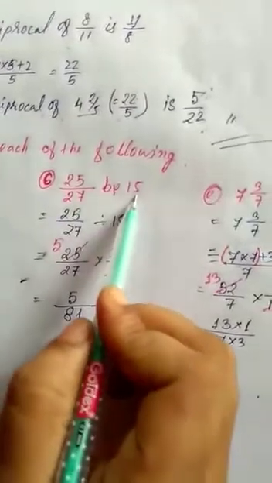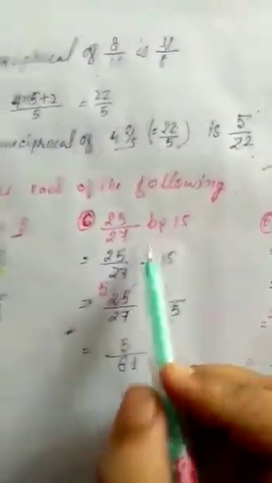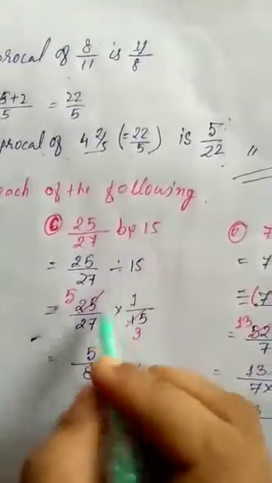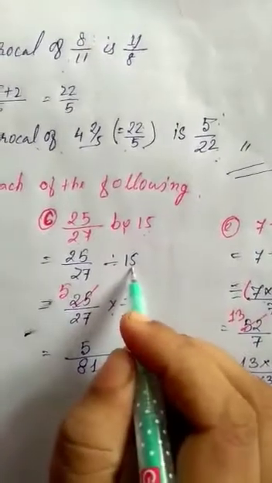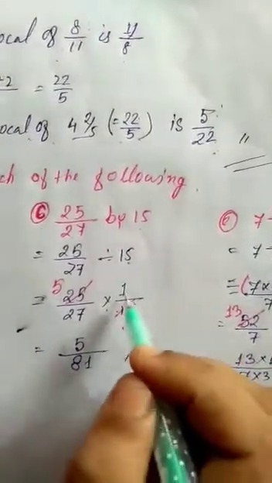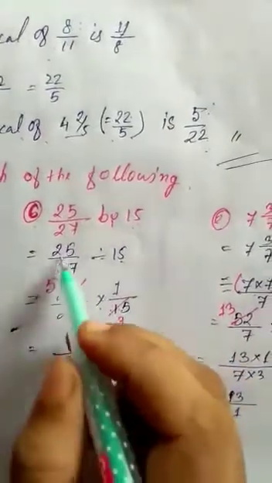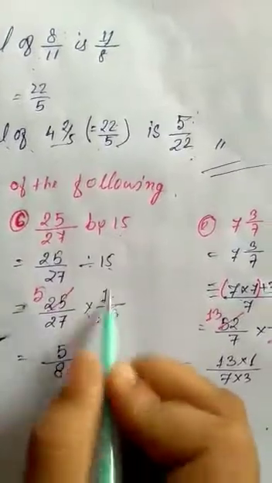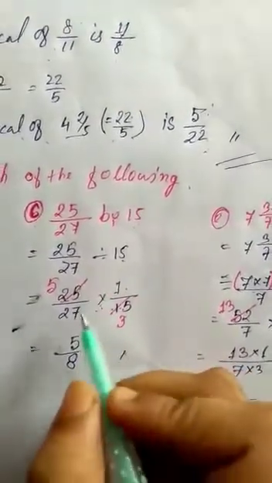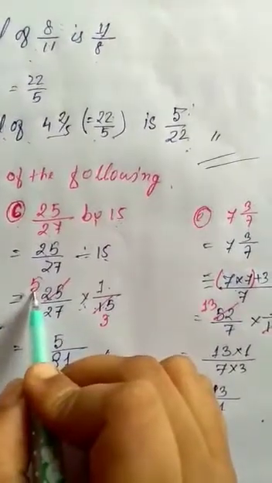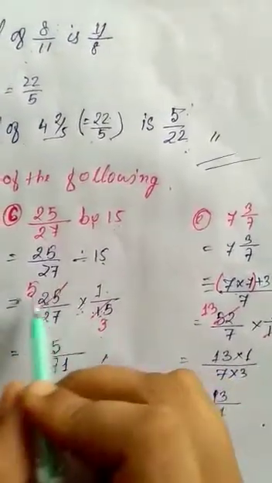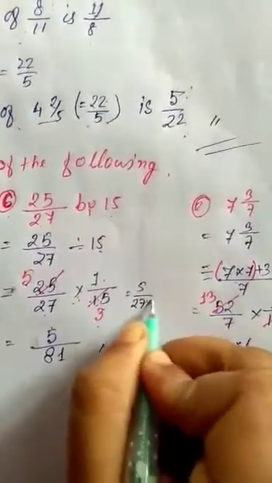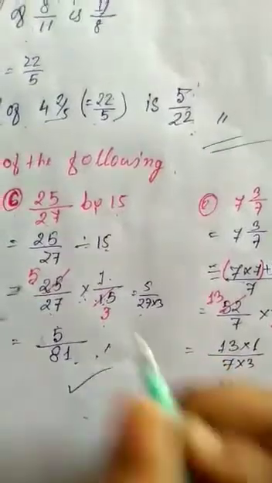Okay, now let's do the C number 1. 25 by 27 divided by 15. So just now we have learned the rule that it's a whole number. So what do we have to write? We have to change the sign to multiplication, and since 15 is a whole number, we have to write the reciprocal of the whole number. So the reciprocal of 15 will be 1 by 15. So 25 by 27 into 1 by 15. As we have changed the sign, we write the reciprocal. Now 5 fives are 25, and 5 threes are 15. So what have we got here? 5 by 27 into 3, it means 81. So this is the result.